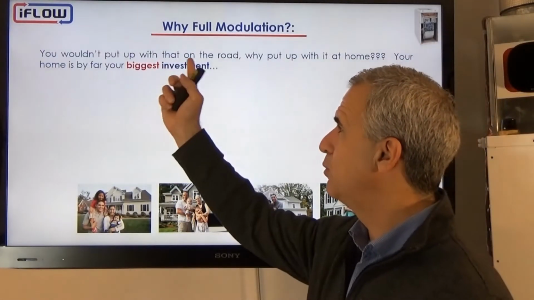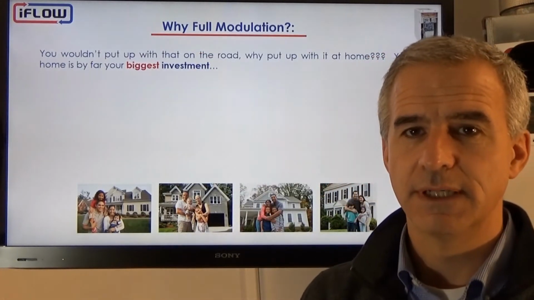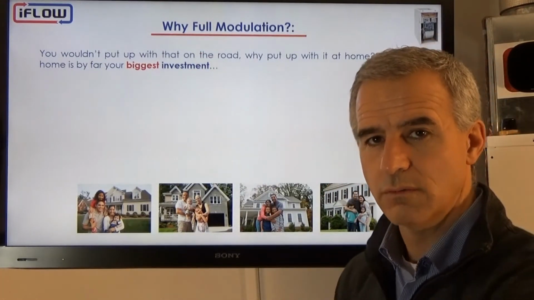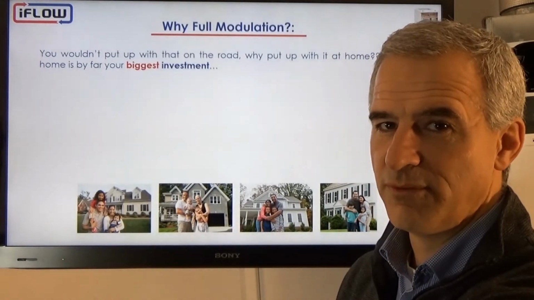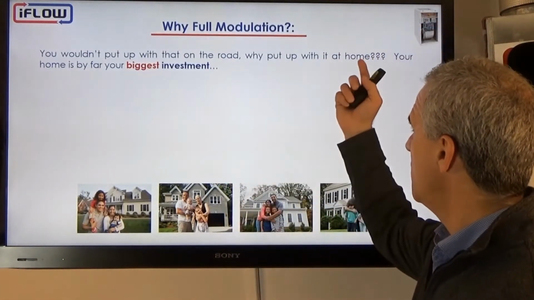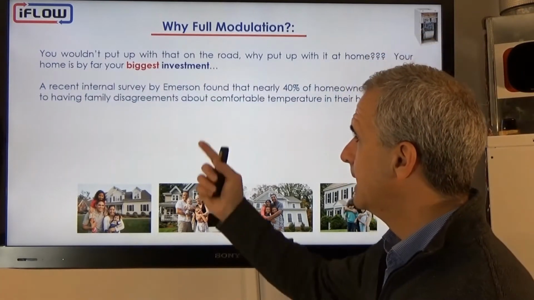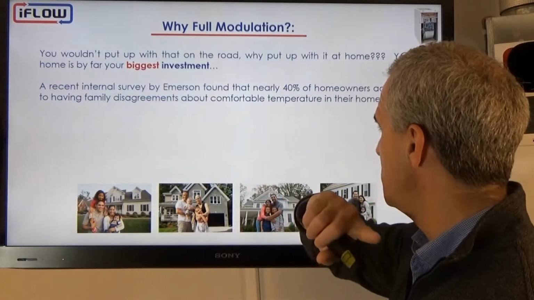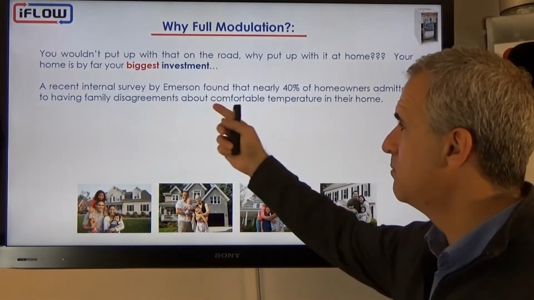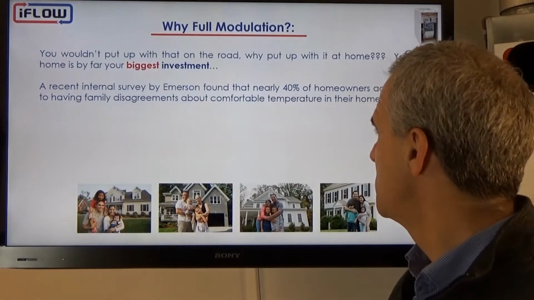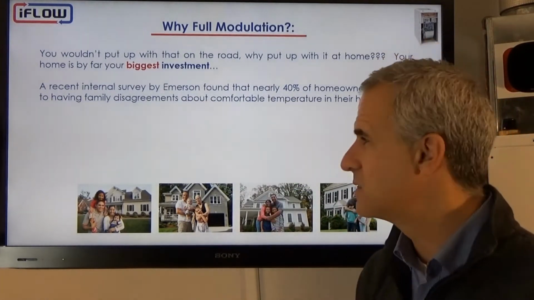So you wouldn't put up with that type of car on the road, right? They can only do 2 speeds, full on or off. So why would you put up with it at home? Your home is your biggest investment by far. In a recent survey by Emerson, as I mentioned, nearly 40% of the homeowners admitted to having disagreements about uncomfortable temperatures in their home.